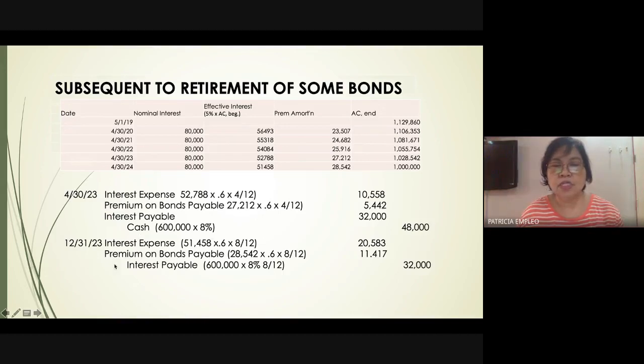Then on December 31, 2023, we update again the accrual of interest and the premium amortization. So with debit interest expense, we are now on the last line of our amortization table, times 0.6 times the first 8 months over 12 months, 20,583. Credit interest payable, that is 600,000 times 8% times 8 over 12, that's 32,000. And your amortization from April 30 to December 31 will be based on this last 28,542 times 0.6 times 8 over 12, that's 11,417.